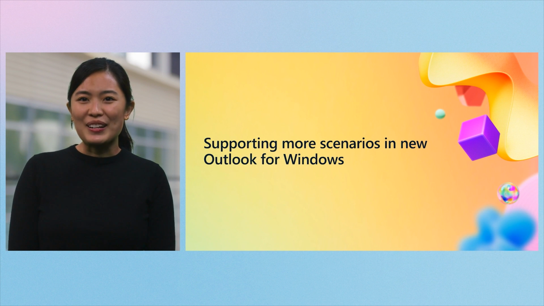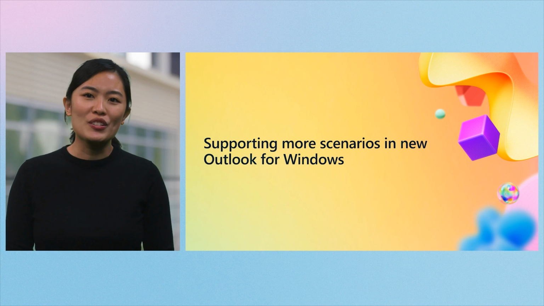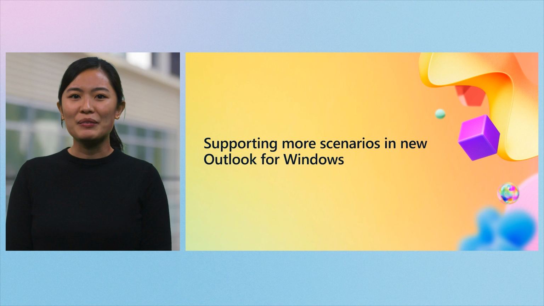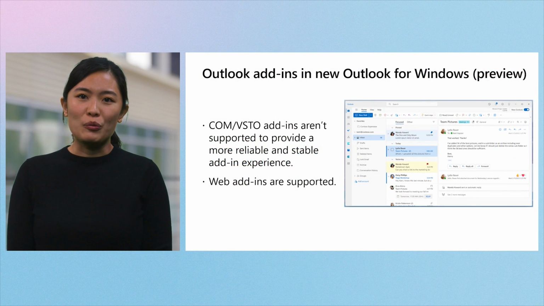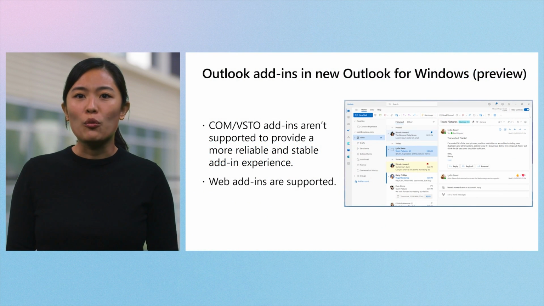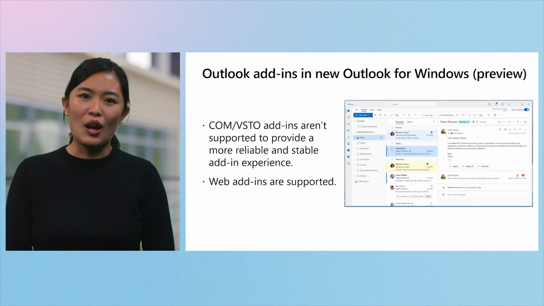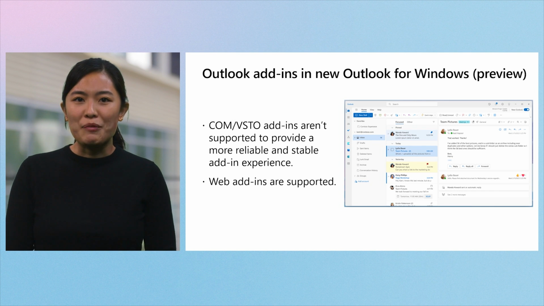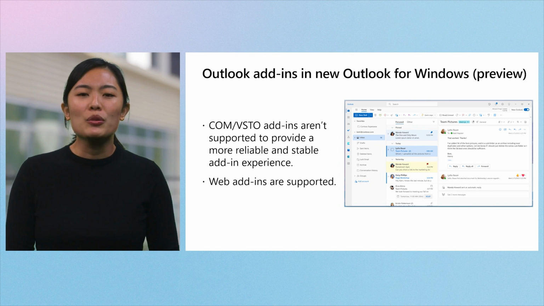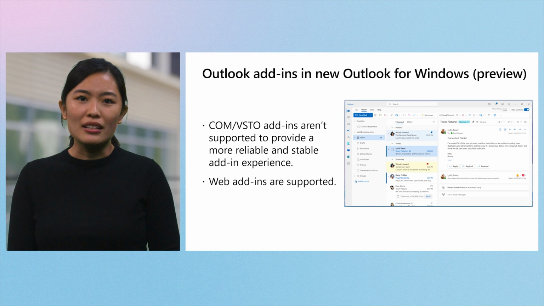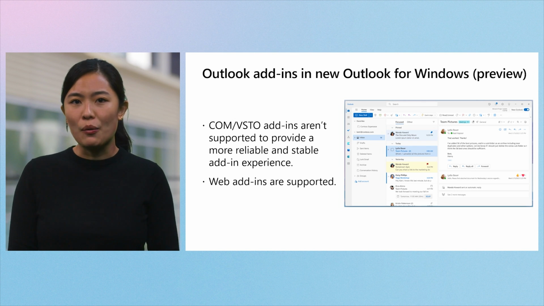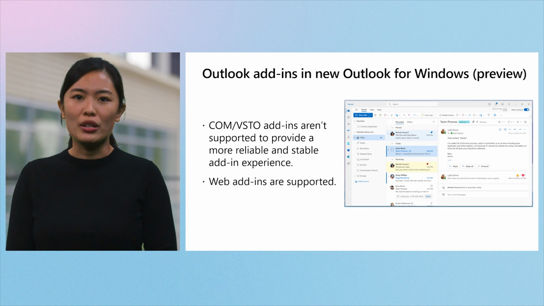To start, we're excited to announce that we're supporting even more scenarios in the new Outlook for Windows client. The new Outlook for Windows client unifies the Windows and web code bases to create a more consistent Outlook experience for users and developers. It's only in preview, but we're already seeing incredible adoption from the community. At Build last year, we shared that the most significant change for Outlook add-in developers is that COM and VSTO add-ins aren't supported in new Outlook for Windows.